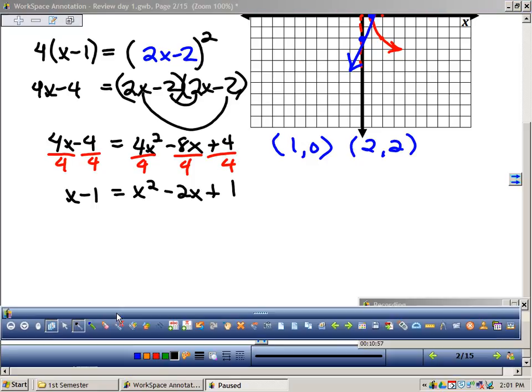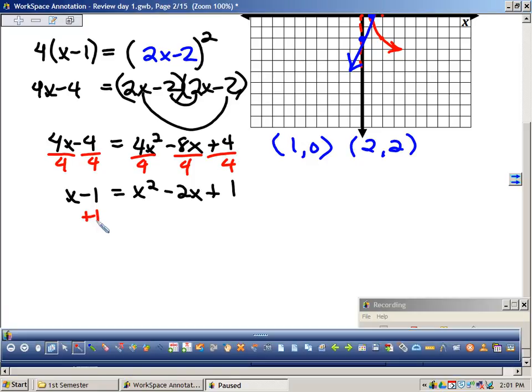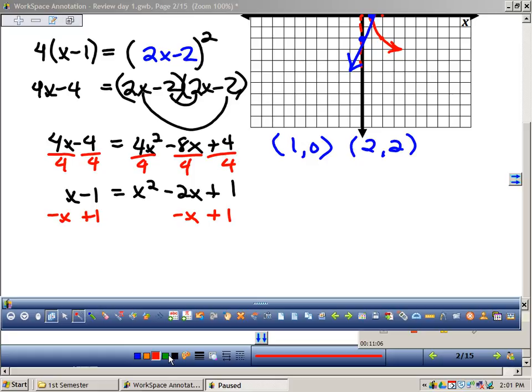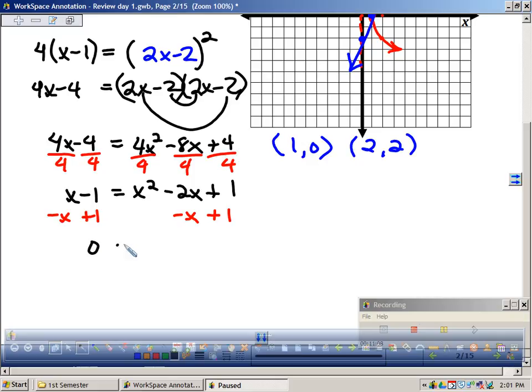So if I add 1 to both sides, I said I was going to go fast, and now I'm not. Add 1. Subtract x. Subtract x. Add 1. Now I have 0 equals x squared minus 3x plus 2. Is it factorable? Yes, it is.